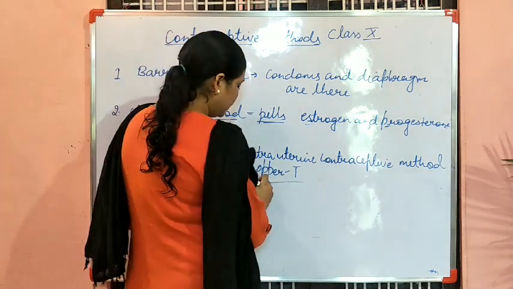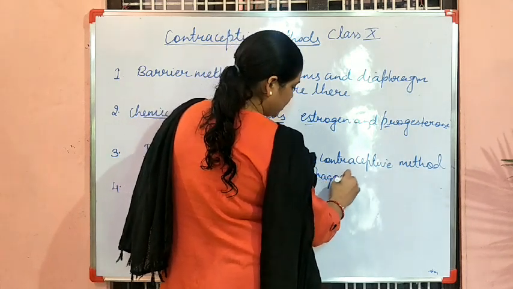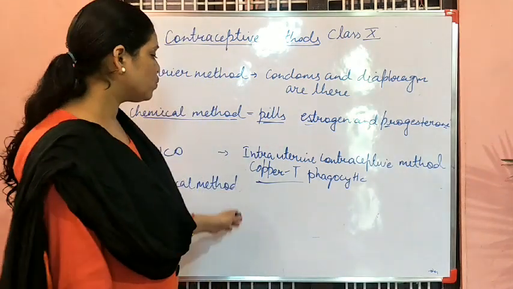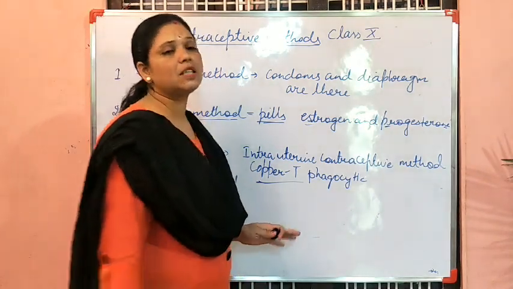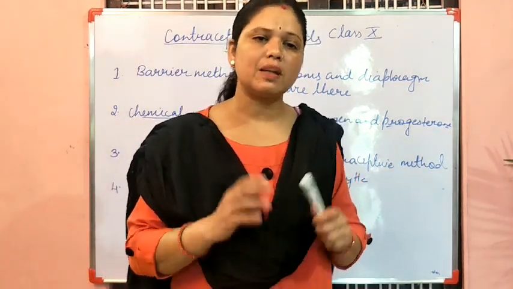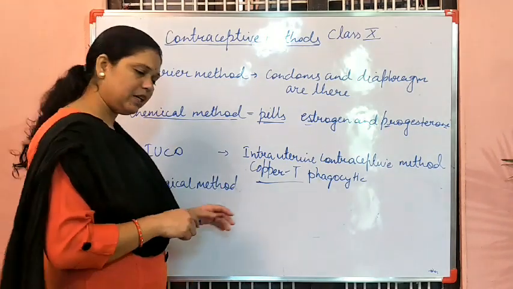Actually copper is phagocytic, that means it kills the sperm. It envelops the sperms, and it also suppresses the motility of the sperms, that means it suppresses the movement of the sperms. Now come to surgical methods.